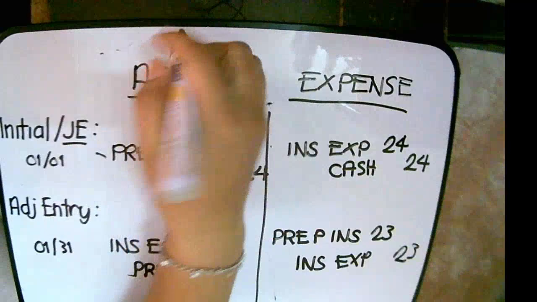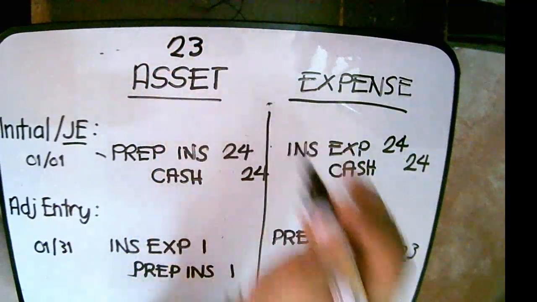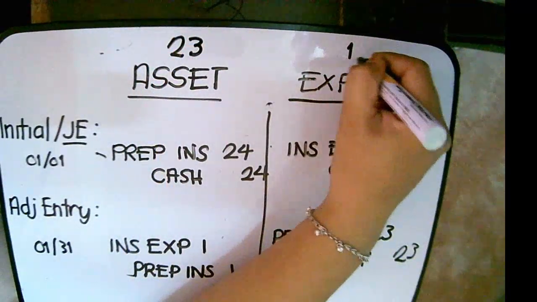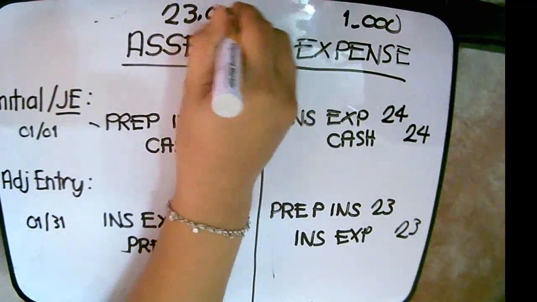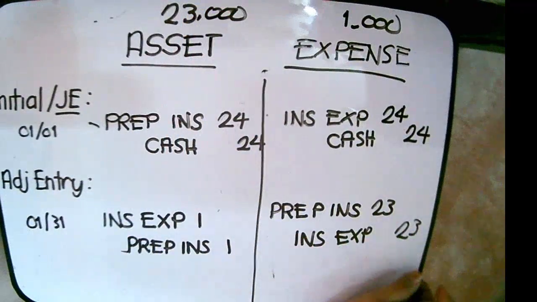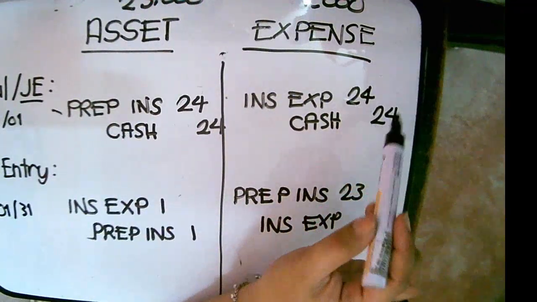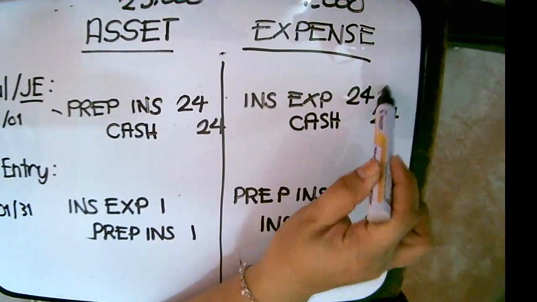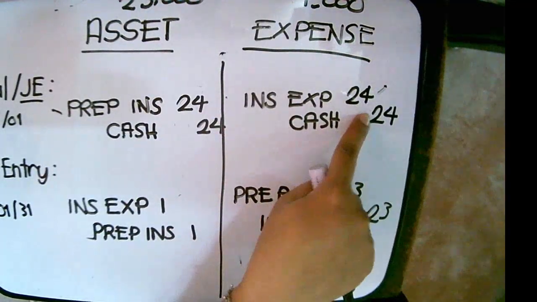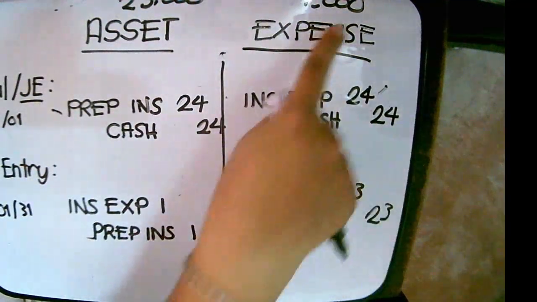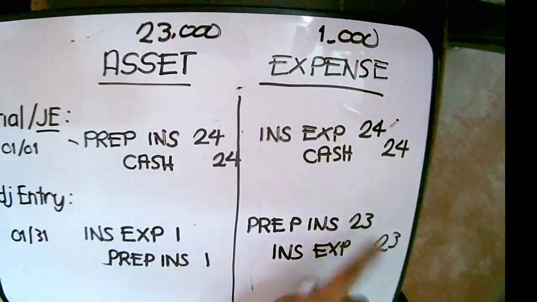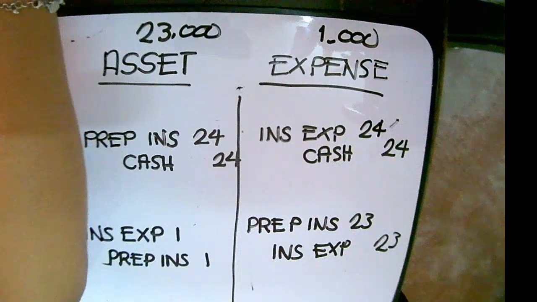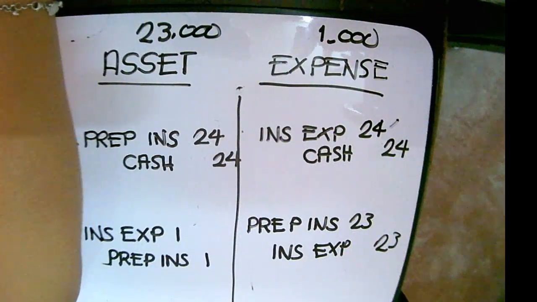So, na-reflect natin yung totoong balance. Again, yung asset natin dapat 23,000. Yung expense natin dapat 1,000. So, dahil sa ginawa nating adjustment, napalabas natin yung true balance ni insurance expense, 24,000 less 23,000, that is 1,000. And si prepaid insurance na 23,000 pesos. So, another example for prepayments.